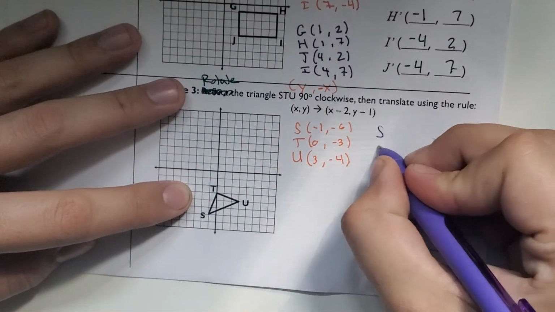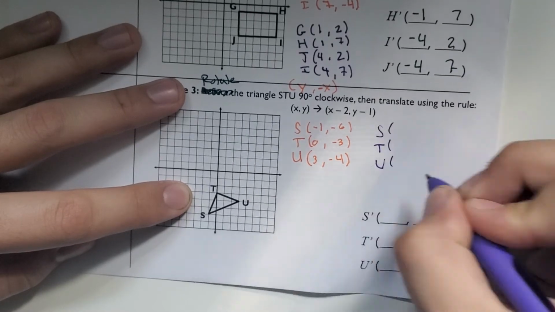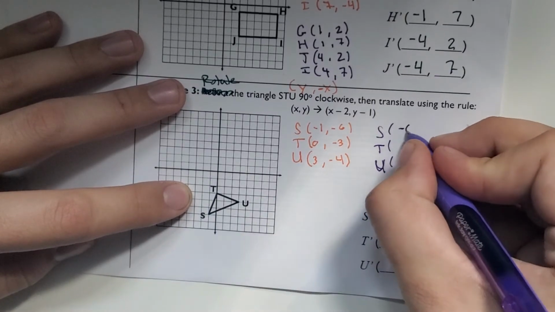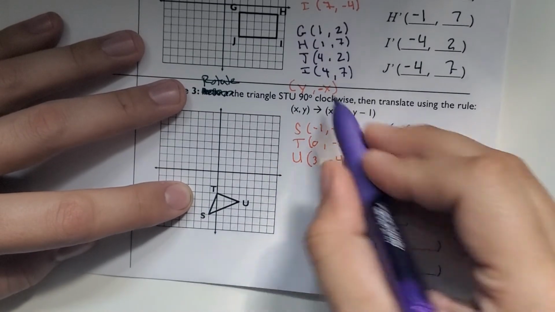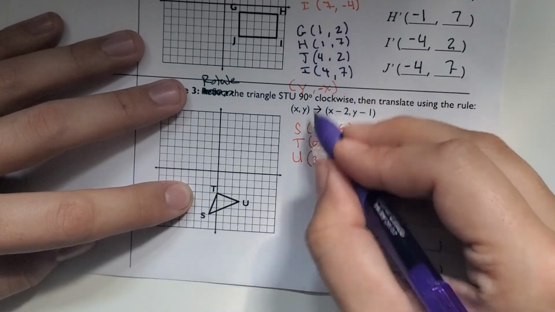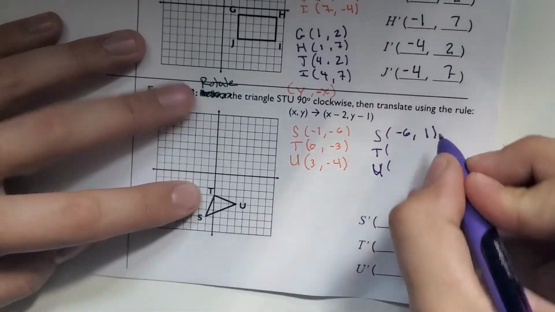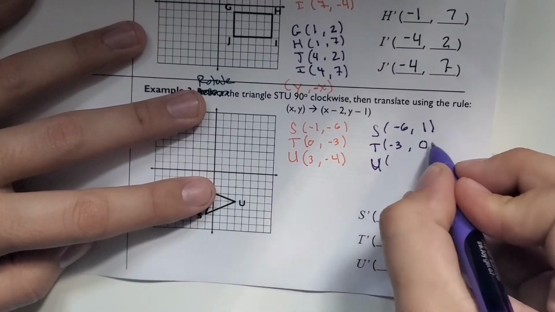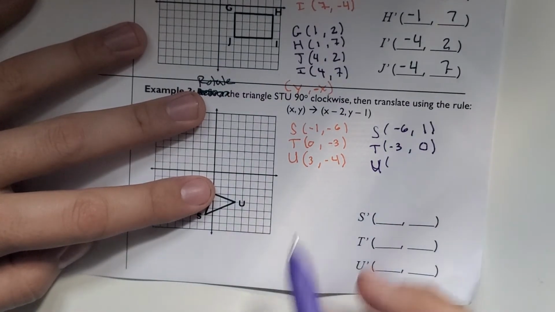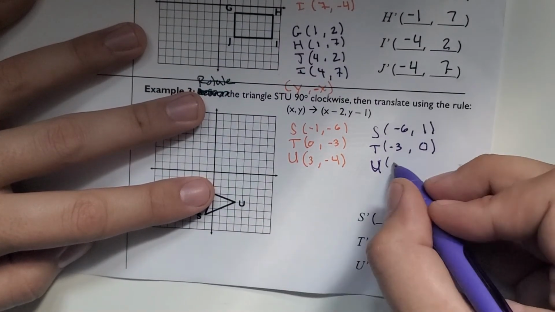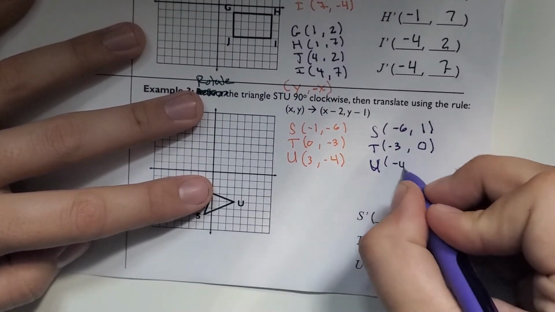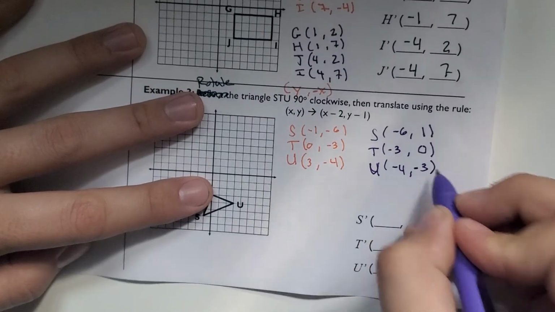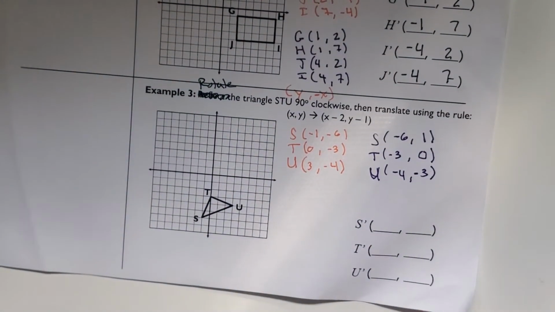So step 1 is we're going to switch them and change their signs. So I'm going to take S, T, U. So the first thing we do is switch them. The negative 6 moves into the x position. The negative 1 moves into the y position, but the original x value is switching signs, so it becomes positive 1. We're going to move the negative 3 into the x position, move the 0 into the y position. 0 doesn't change sign, so it's just going to stay a 0. And last, take the negative 4, move it into the x position. Take the 3 and move it into the y position, and because it was positive, now it's going to be negative. And we can give that a nice little graph.